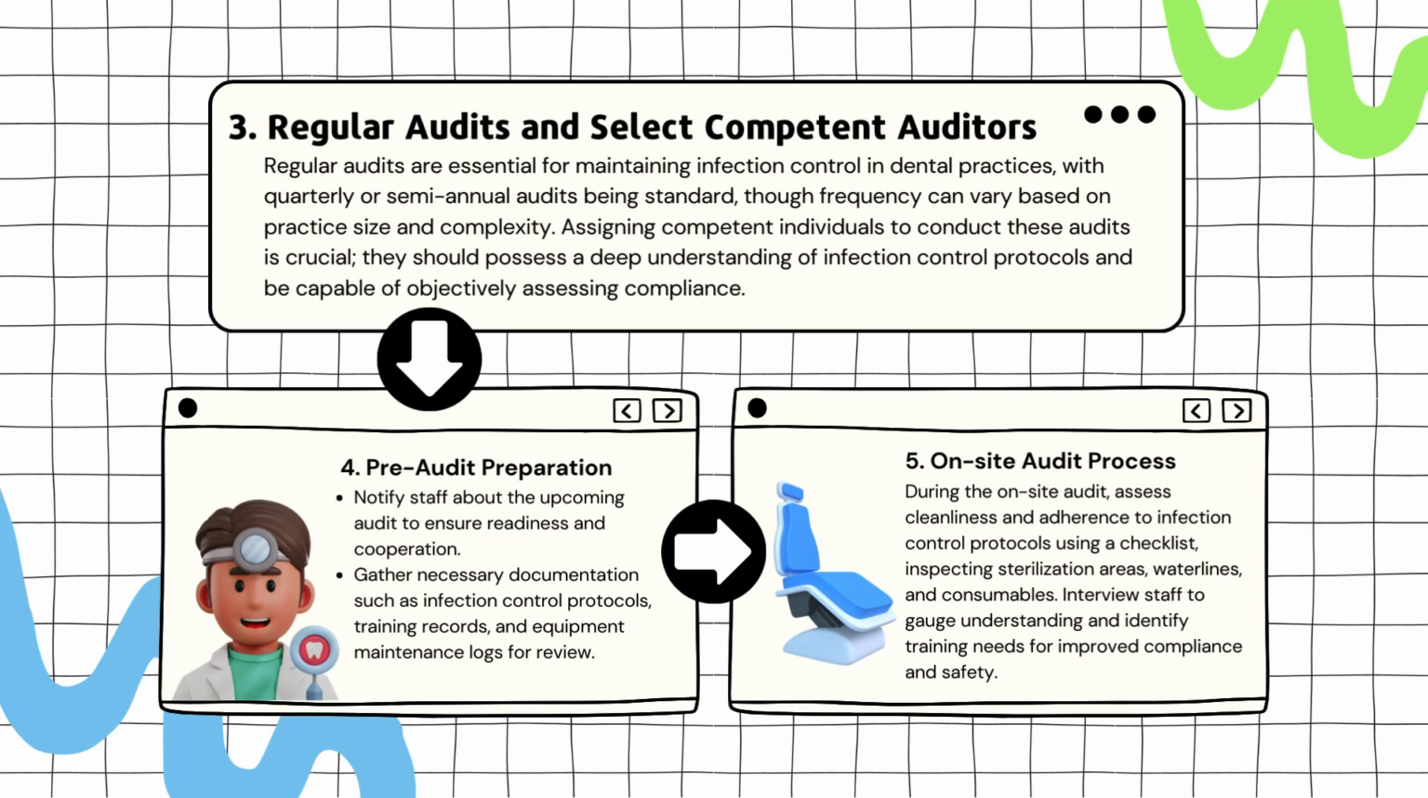Fourth, pre-audit preparation. Notify staff about the upcoming audit to ensure readiness and cooperation. Gather necessary documentation such as infection control protocols, training records, and equipment maintenance logs for review. Fifth, on-site audit process. During the on-site audit, assess cleanliness and adherence to infection control protocols using a checklist, inspecting sterilization areas, water lines, and consumables. Interview staff to gauge understanding and identify training needs for improved compliance and safety.